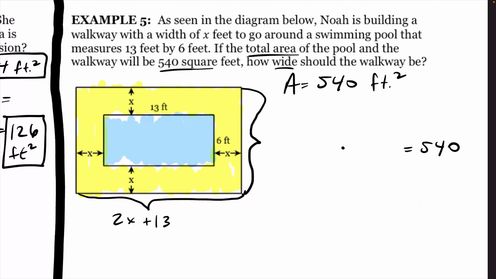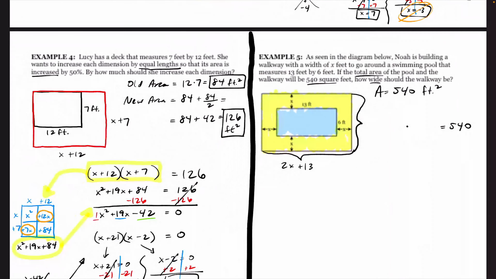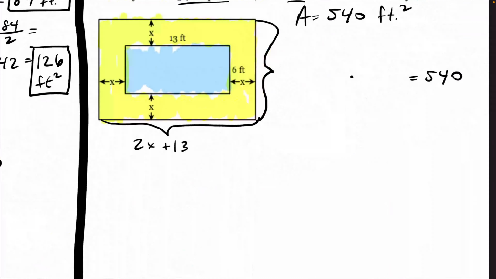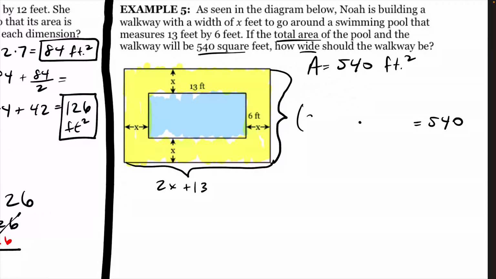Because I have it on both sides. The one I just did, it was only one side, right? It was only one side I needed to add. This one is 2 sides. Okay, so that's the length, 2X plus 13. What's the width? 2X plus 6, yep. 2X plus 6.